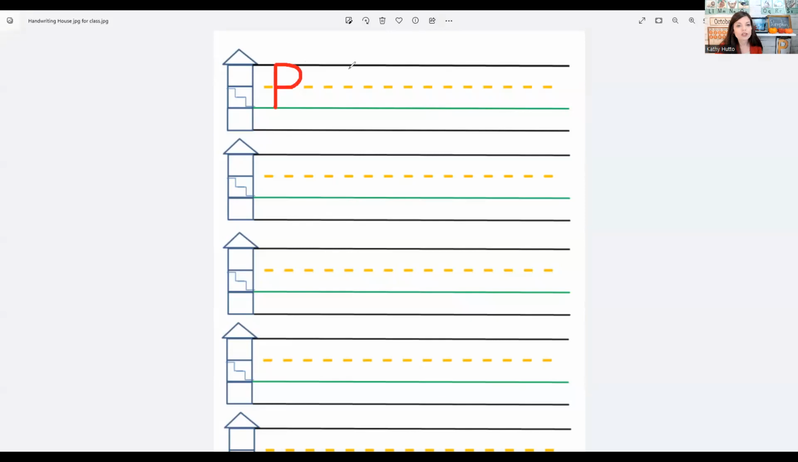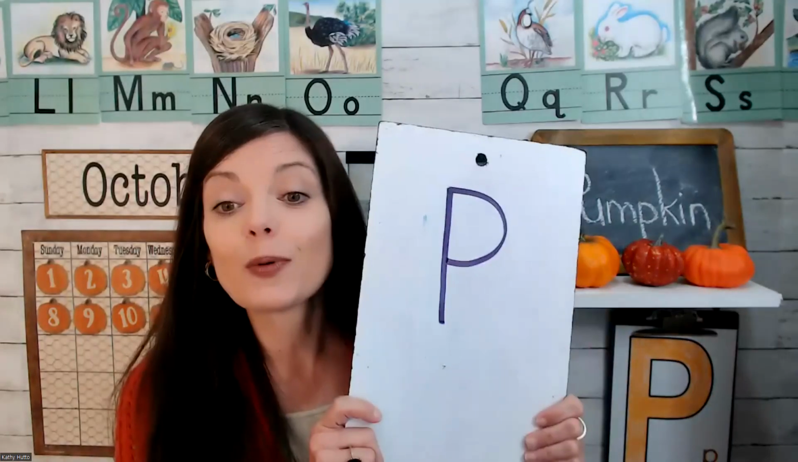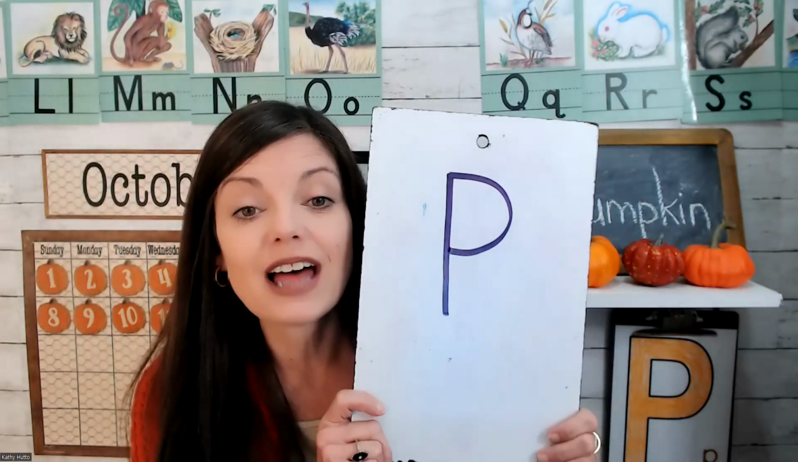Okay, so first you're going to make a line that goes straight down, and then you're going to curve around from the top to the middle. Down and curve around. Down and curve around. So you can pause and practice, or you can practice those later today if you'd like.